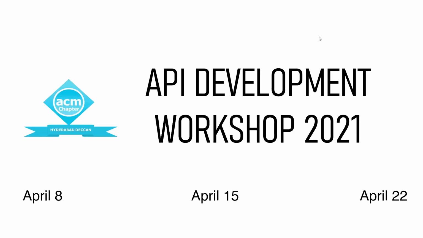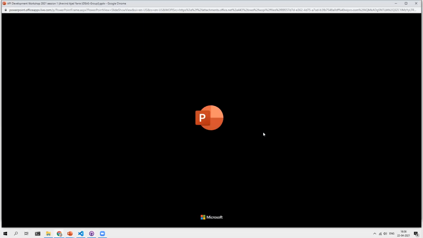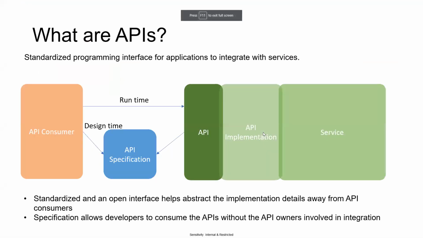So maybe what I can do is quickly show the slides of what we did earlier. So this is what we went through, right? We talked about what APIs are and how an API would be like: the consumer, and then the green box is the API, the API implementation and the service, on top of which the API is allowing us to access the capabilities of the service. And the blue box is the specification, right?